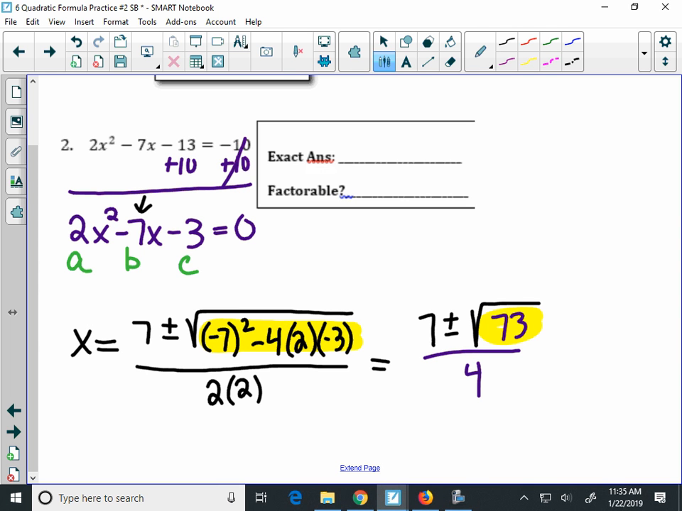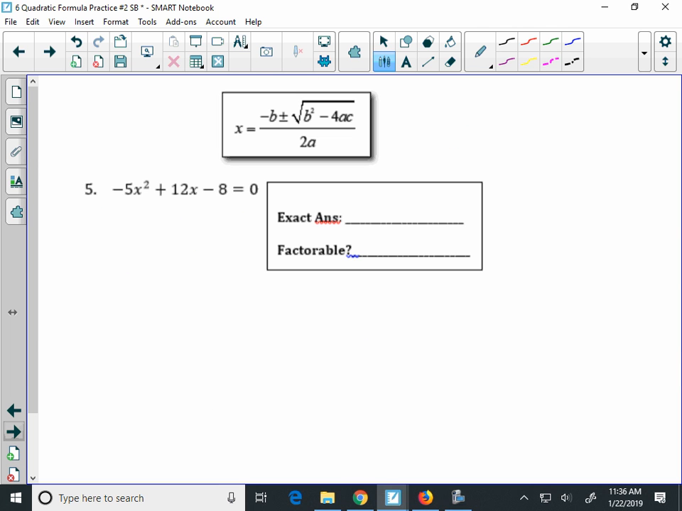Now 73, if you're trying to break down radical 73, there's actually not a perfect square that goes into 73. That cannot be simplified. So that's actually your final answer. 7 plus or minus radical 73 over 4. Those are irrational numbers, so it is not factorable. All right, one more here. All right, we're going to set equal to 0.